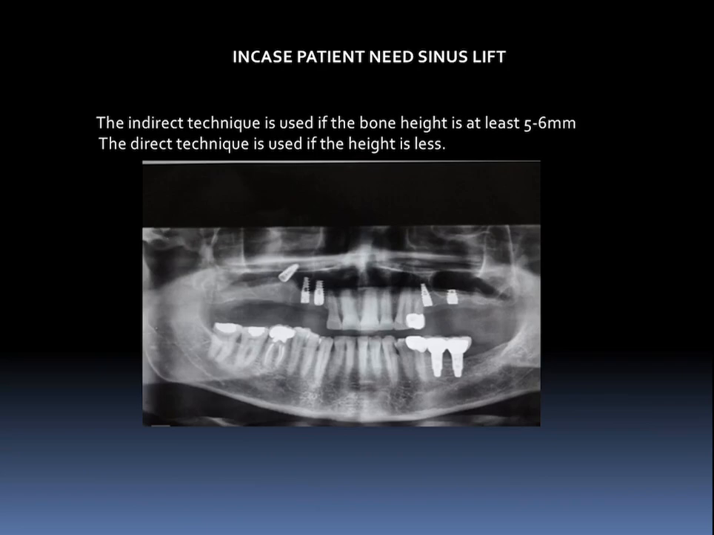Now what if the sinus is very close to the bone in the maxillary sinus or maxillary molar region? We go for a procedure that is an indirect sinus lift or a direct sinus lift. Now when I talk about the indirect sinus lift, it is used when the bone height is at least 5 to 6 mm, and the direct technique can be used if the height is less than this also.